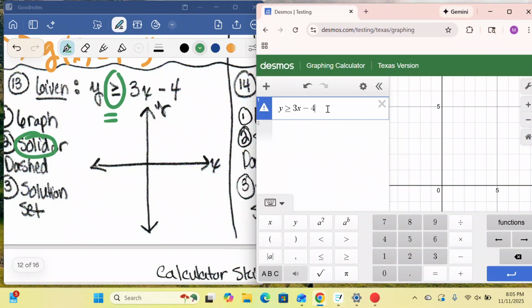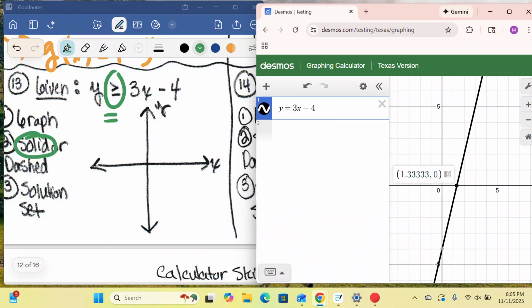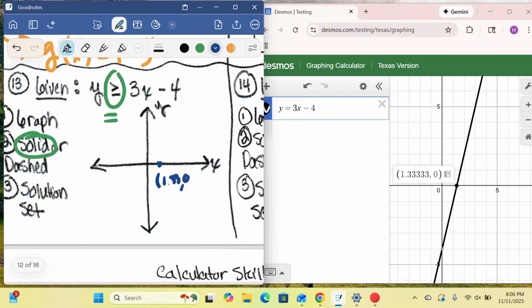So on Desmos, it's already in y equals mx plus b, so I don't have to solve it. I come back, take away my sign, and just put equals. And there it is. It gives me my linear equation. Now I'm going to find my x-intercept. My x-intercept is 1.33. Those are the easiest ones to plot. So with blue, I'm going to put about (1.333, 0). And then I'm going to find my y-intercept. My y-intercept is another easy one to plot. I can put it right here, and it's (0, negative 4).